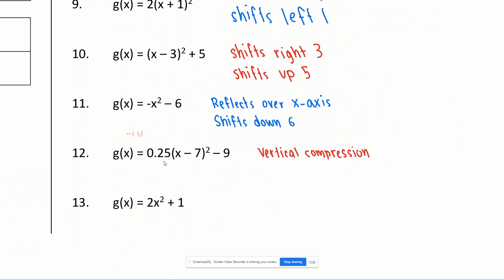Okay, moving along, that -7, again, just to respect your time, it's inside, horizontal shift. It's the opposite of what it looks like. So this thing's a positive horizontal shift, so it's going to shift right 7. And this -9 outside is a vertical shift. It is what it is, so it shifts down 9.